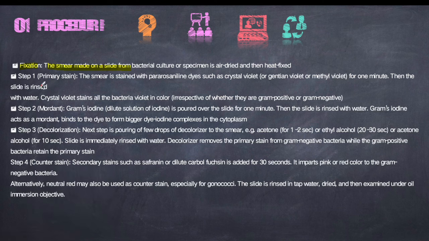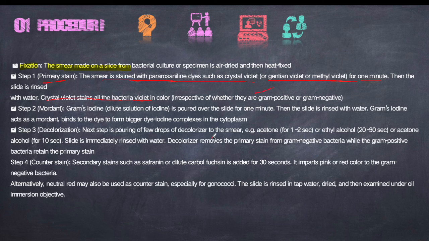The step first is the primary stain. The primary stain is done with paraosaniline dyes such as crystal violet, gentian violet or methyl violet for 1 minute. Then the slide is rinsed with water. The crystal violet stains all the bacteria violet in color, irrespective of whether they are gram positive or gram negative.